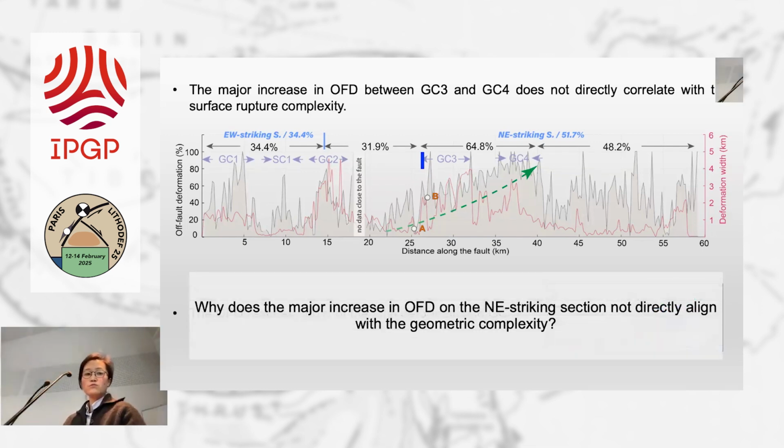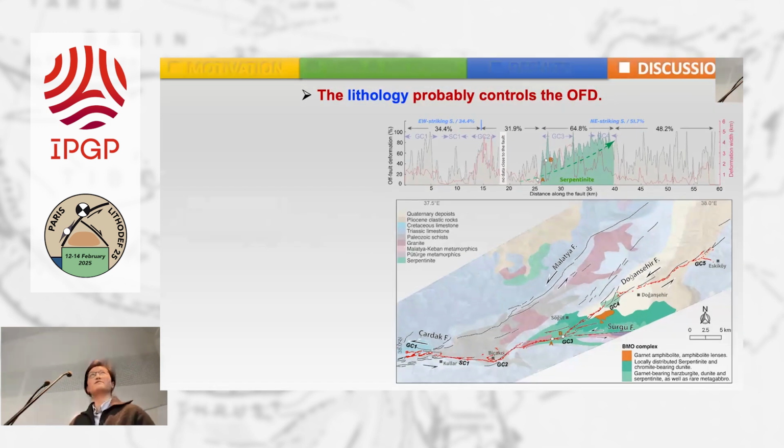So we wanted to ask, why does the major increase in off-fault deformation on this northeastern striking section not directly align with the geometrical complexities? We then speculate that maybe the lithology controls the off-fault deformation in this area. We combined the geological maps with our surface rupture mapping.